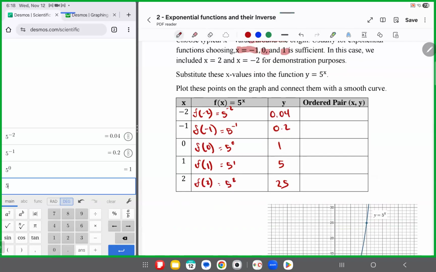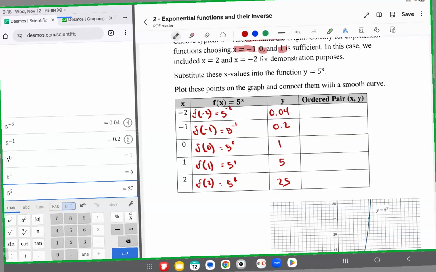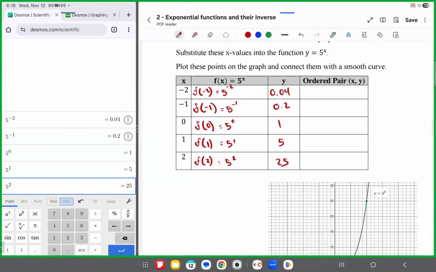Okay. And again, if you're ever unsure about these, you can go ahead and type these into your Desmos calculator to help confirm that these are the case. And so what are going to be our corresponding x and y values? Here, if x is equal to -2, y is equal to 0.04. So this ordered pair becomes -2, comma 0.04. The next one becomes -1, comma 0.2.